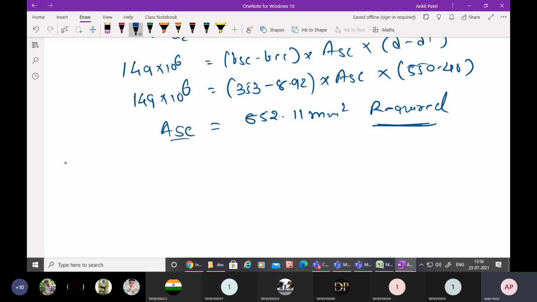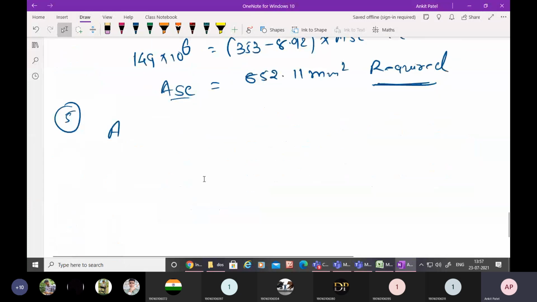Let's calculate the value of AST1 first of all. Now step number 5 is to calculate the value of AST1. How to determine AST1? You all know. Before that, just give me the answer. What is the value of ASC if you are taking the value of FS equal to 354? Okay, please make the calculations. 846.43.